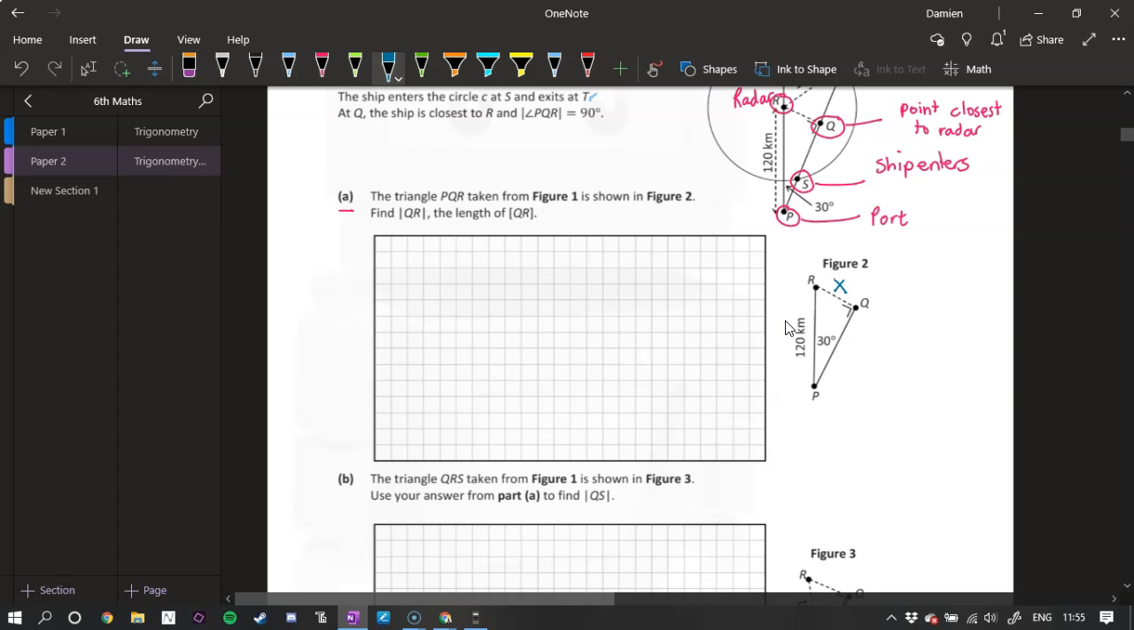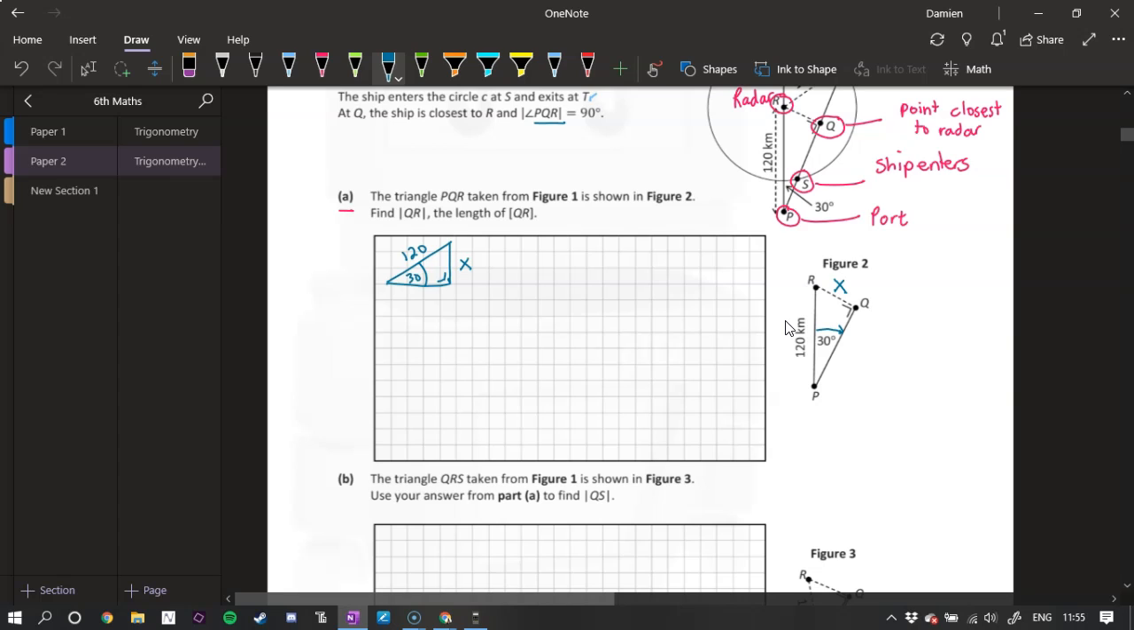So we put an X on it, and it's 30 degrees here, and then we've got 120. Now normally what I would do here is probably redraw the triangle, just drawing something fairly quick. We've got 30 degrees here, we've got 120 along this side, we have X along this side, and we're told that that's a right angle. It tells us that PQR is equal to 90 degrees.